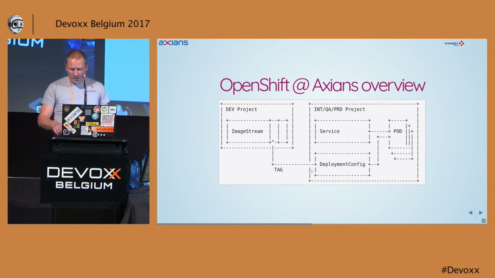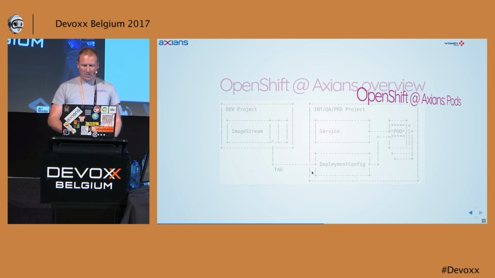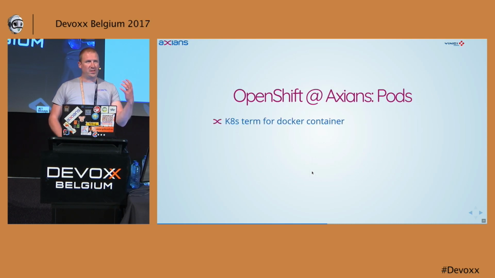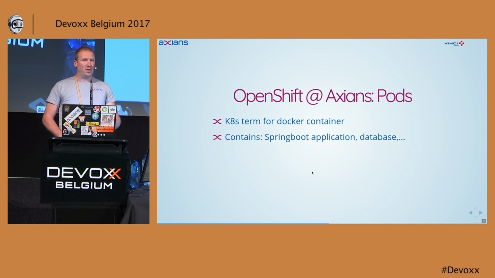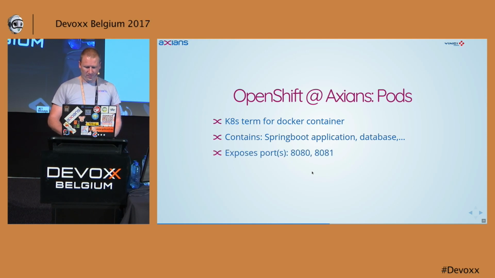In the runtime project, you have the pod. The pod is a Kubernetes term for a Docker container which is running or not running. Could be down, killed. A pod contains a Spring Boot application, a database, a mail server, everything that you want to put in it can be deployed into a Docker container, a pod. And it, for example, exposes a port for the Spring Boot applications. This is commonly 8080 or 8081.